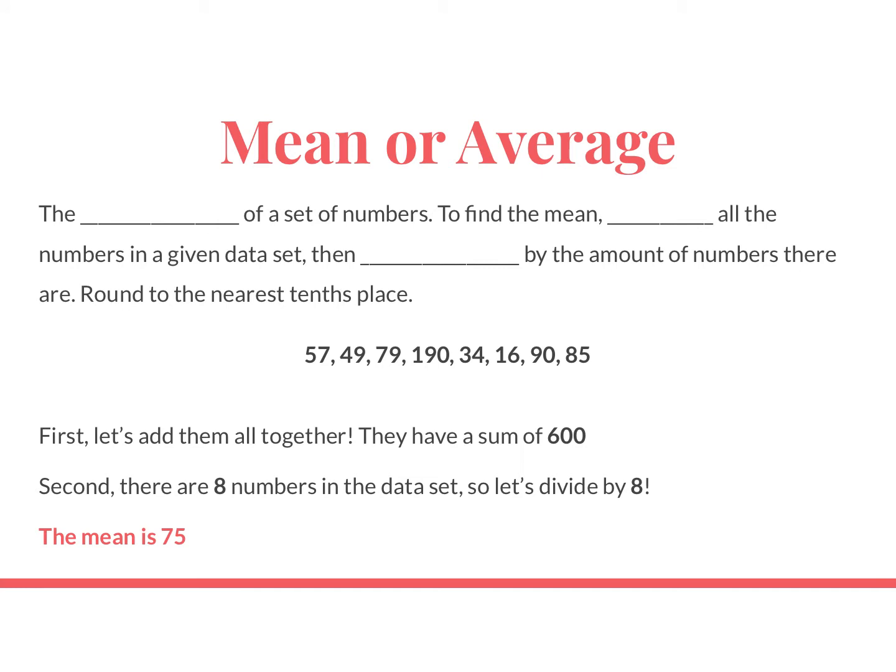The mean is the average of a set of numbers. To find the mean, add all the numbers in a given data set, then divide by the amount of numbers there are. We will always round to the nearest tenths place.